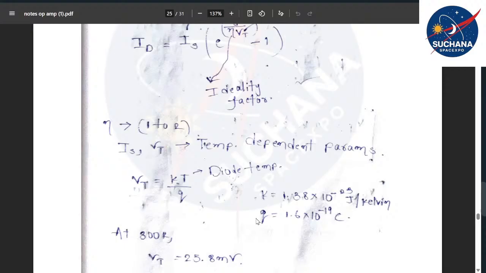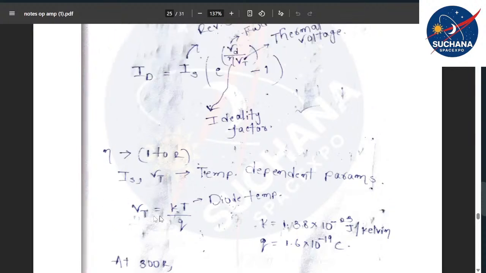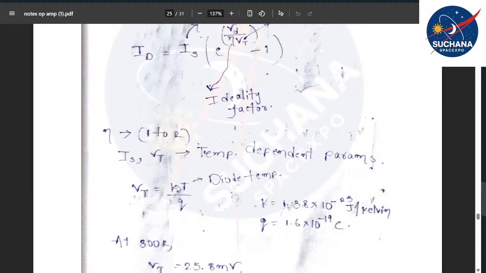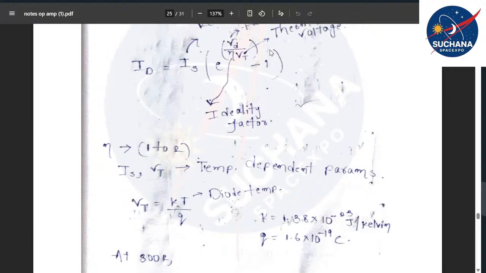Coming back to this session, first we will see the formula for thermal voltage: Vt equals kT by q, where k is the Boltzmann constant, T is the diode temperature, and q is the charge of an electron. The charge of an electron is 1.6 into 10 to the power of minus 19 coulomb. The Boltzmann constant k is 1.38 into 10 to the power of minus 23 joule per Kelvin. k and q are constants; only T is the variable here. T is the diode temperature, so thermal voltage depends upon the diode temperature.